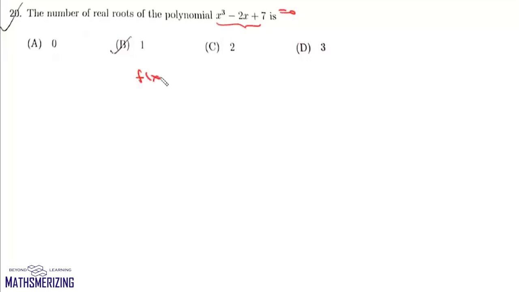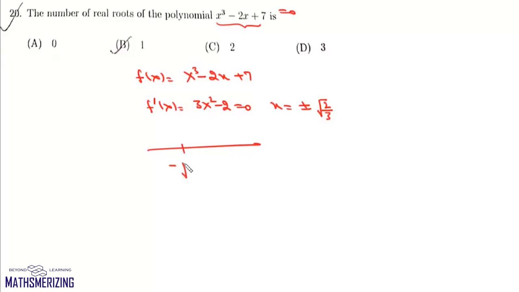Now let there be some function f, which is x cube minus 2x plus 7. Now we find f dash x, which will be 3x square minus 2, and set it equal to 0. That is, the value of x is plus or minus root 2 by 3. So one of the values is root 2 by 3 and the other is minus root 2 by 3. The signs are plus, minus and plus, so it will have a maximum at minus root 2 by root 3 and a minimum at root 2 by root 3.